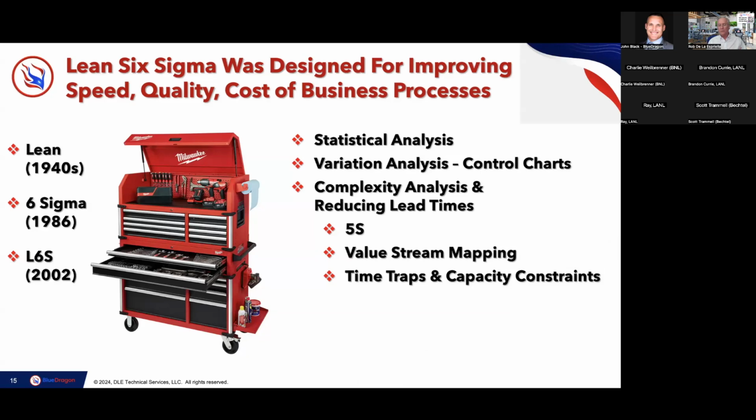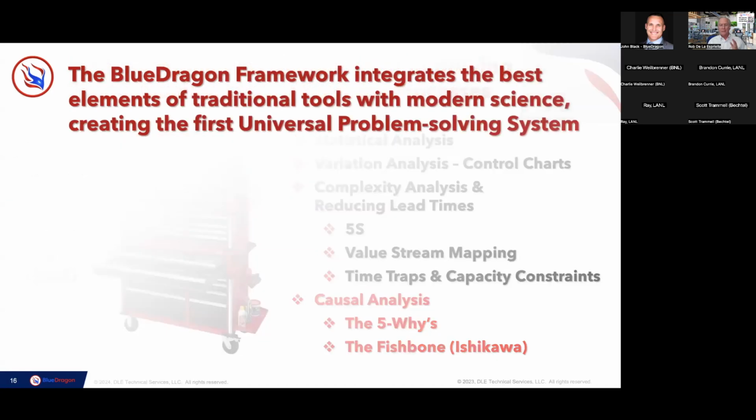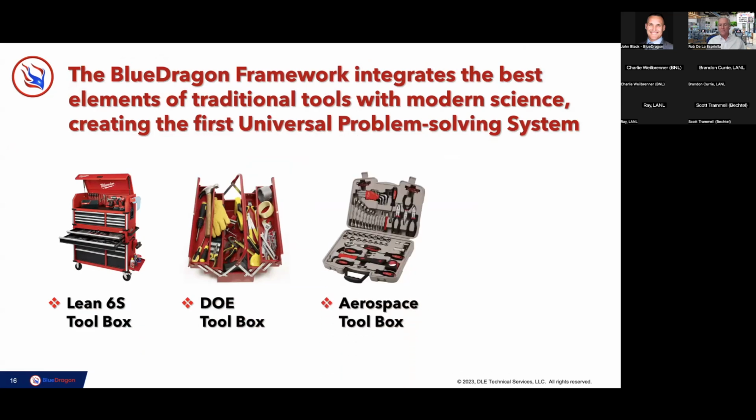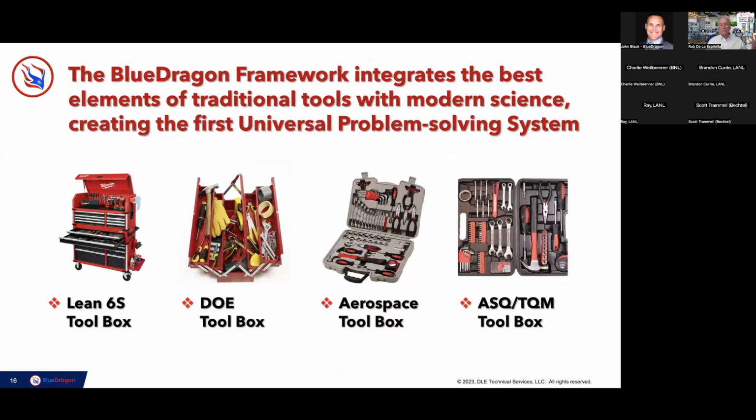Even Lean Six Sigma. So they married Lean Six Sigma in 2002, but Lean came from the 40s. Six Sigma is from the 80s. And of course, they're talking about improving manufacturing processes. And when it came down to causal analysis, as you see at the bottom there, back to the fishbone and the 5 whys from the 30s and 40s. So that's where we left off last month. The fact that these tools have been put into toolboxes in various industries, and the DOE has its own set of tools. Lean Six Sigma has 100 tools. I showed you my book on that last time.